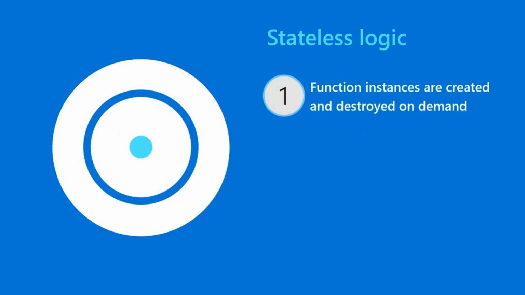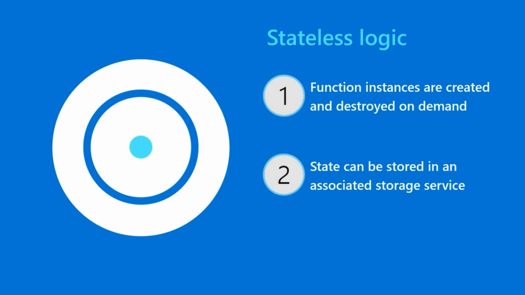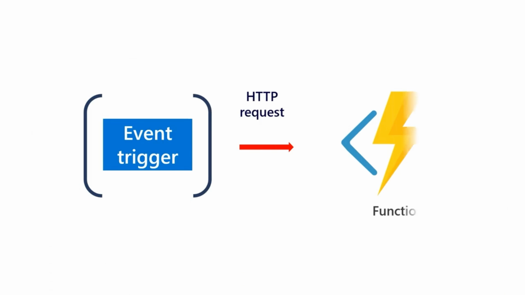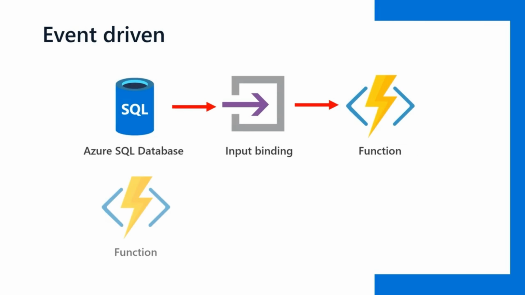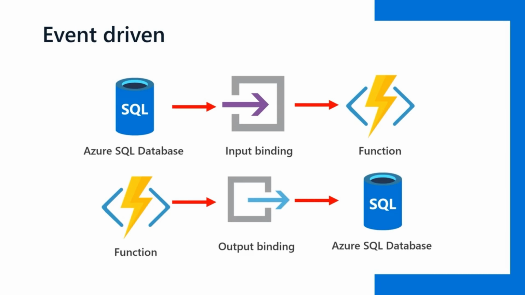Function instances are created and destroyed on demand. If state is required, it can be stored in an associated storage service. Functions are event-driven. This means they run only in response to an event, called a trigger, such as receiving an HTTP request or a message being added to a queue. You configure a trigger as part of the function definition. This approach simplifies your code by allowing you to declare where the data comes from, for example, a trigger or an input binding, and where it goes, for example, an output binding. You don't need to write code to watch queues, blobs, hubs, and so on. You can focus purely on the business logic.